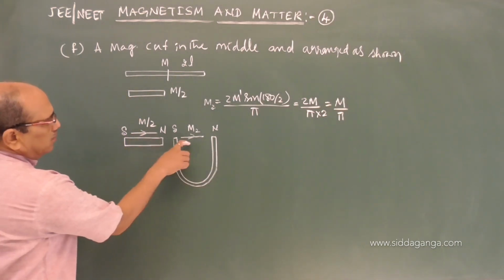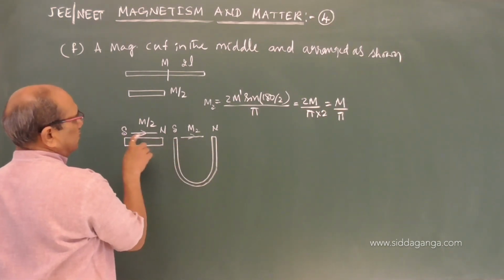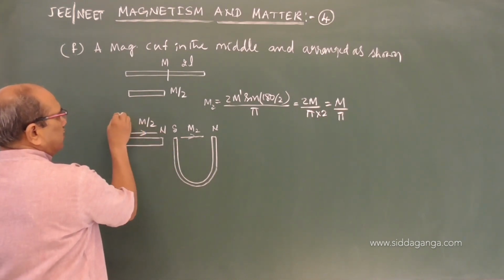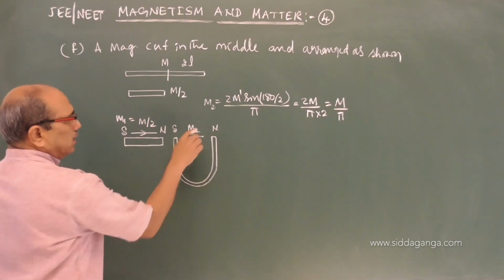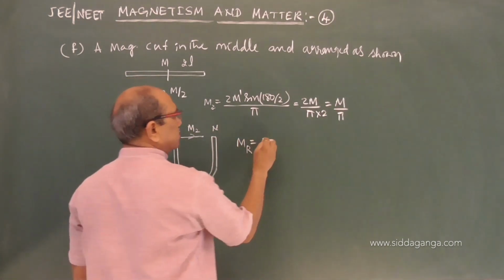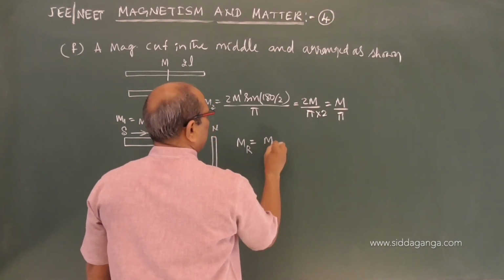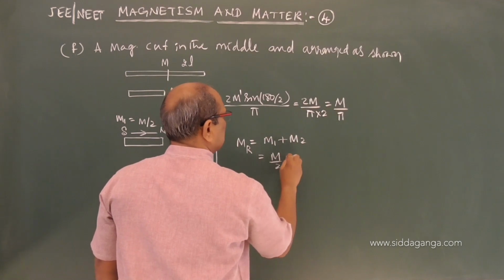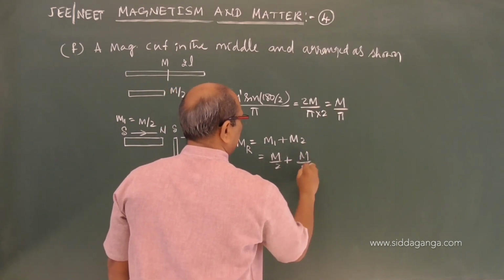And if you look here, both are acting in the same direction. Its moment is also in the same direction. If I call it m1, and m2 is also in the same direction, the resultant moment can be written as m1 plus m2, that is m by 2 plus m by pi.